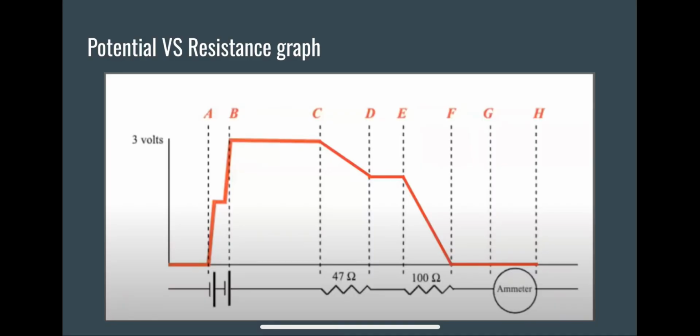This is a graphical representation of our values represented on the last slide. As you can see, after the battery at point B, it goes up to 3 volts, the highest potential, and then after passing through the first resistor, it decreases, and then after passing through the 100 ohm resistor, it decreases down to 0, which it then can go back through the battery and be pumped back up to 3 volts.